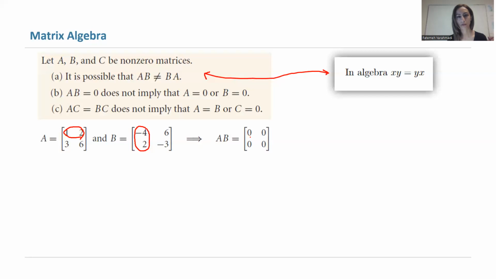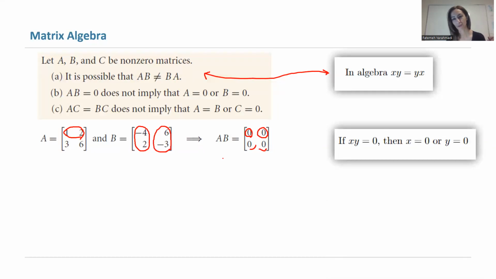You can continue this process and check the rest of the entries. The first row multiplied by the second column gives you 1 times 6 minus 6, which is again 0. Then you can move on to the next row, 3 and 6, multiplied by the first column and the second column to find these two entries, which are going to be 0. So as you can see, you have two non-zero matrices, but their multiplication is 0.